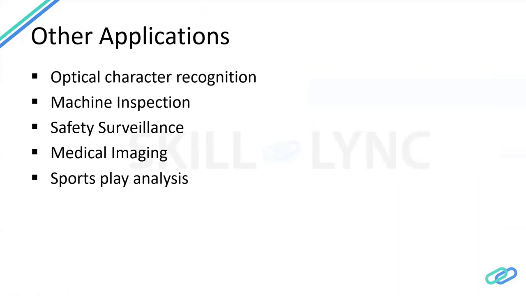Other applications: optical character recognition, where many license plates are recorded by cameras and the computer itself can read the numbers on the license plate. Machine inspection: parts that roll out of a production plant are inspected for any faults by just the camera looking at the image of the part. And safety surveillance, we are very familiar with how it can be used.